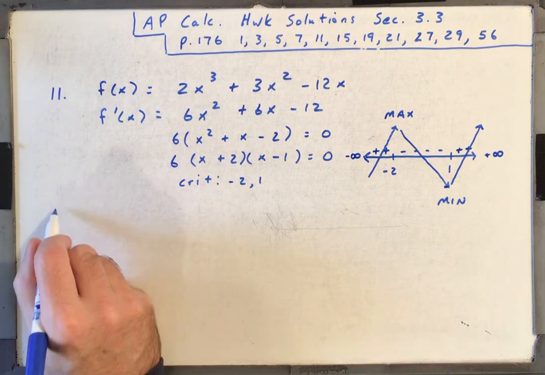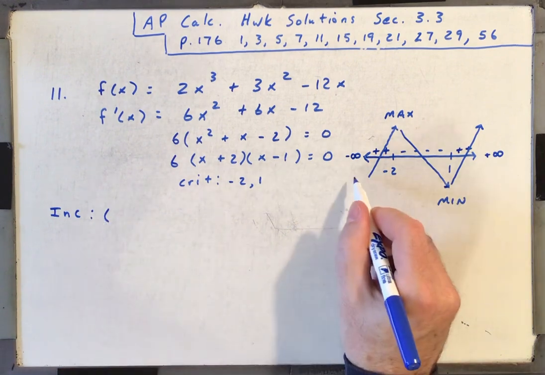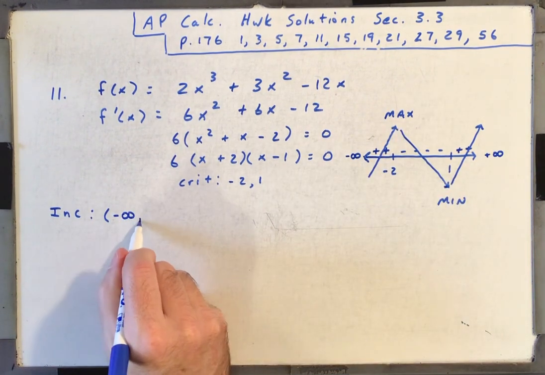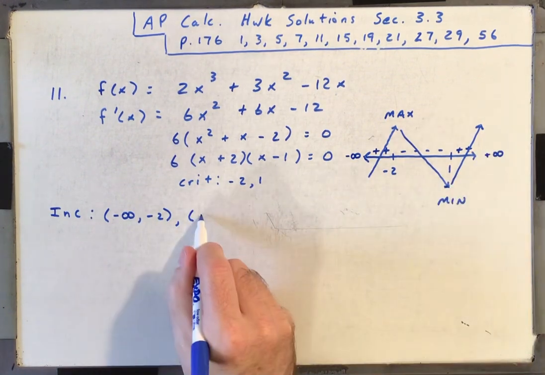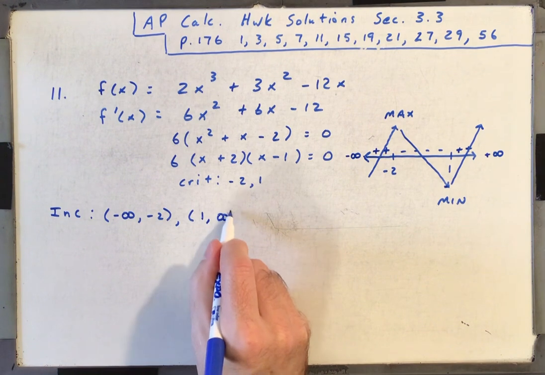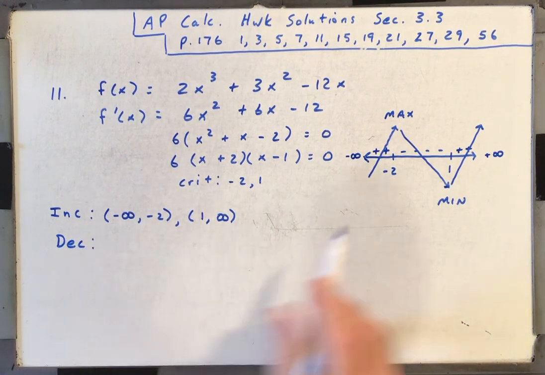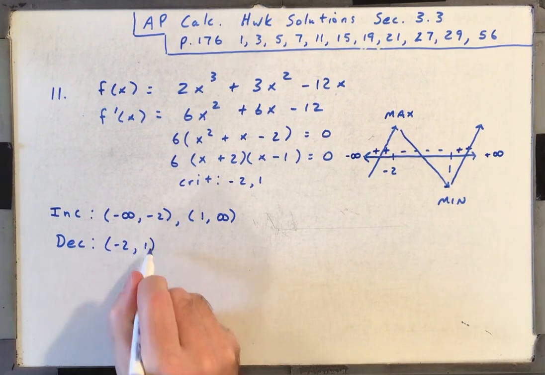So we are increasing from negative infinity to negative 2. Just follow the arrow. And then again we're increasing from 1 to infinity. We're decreasing from negative 2 to 1.